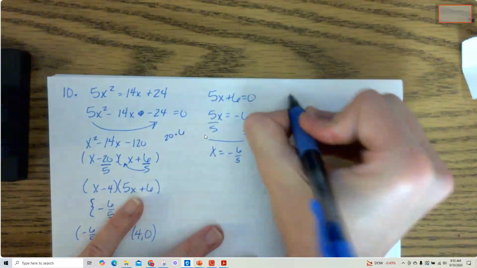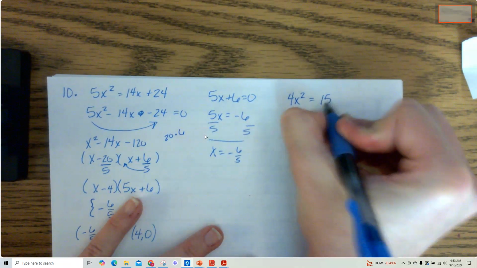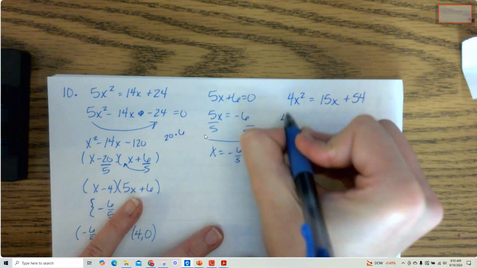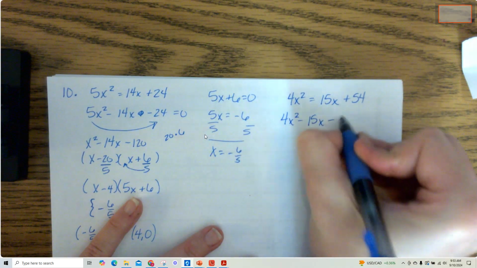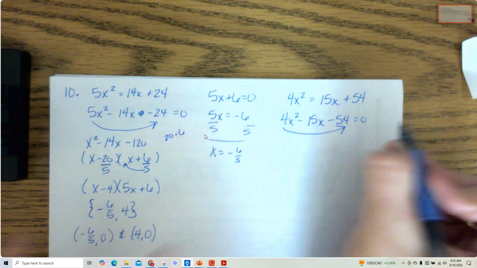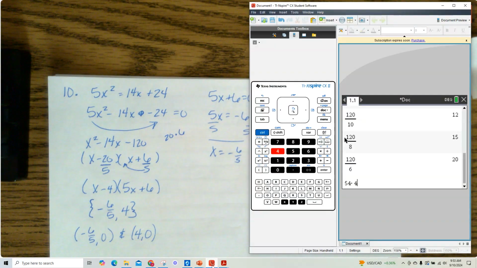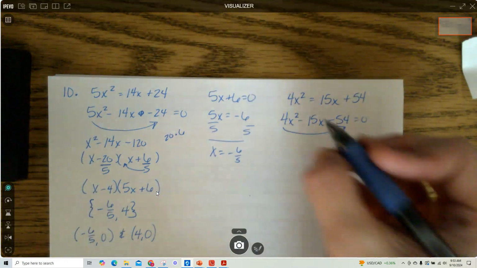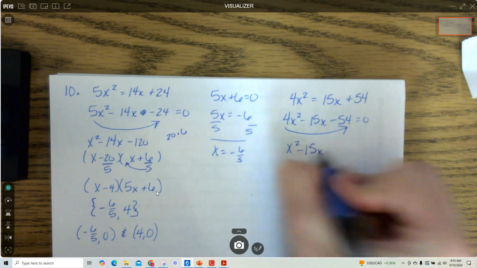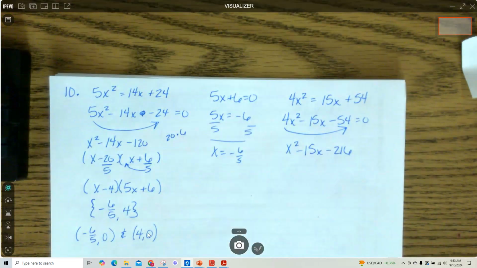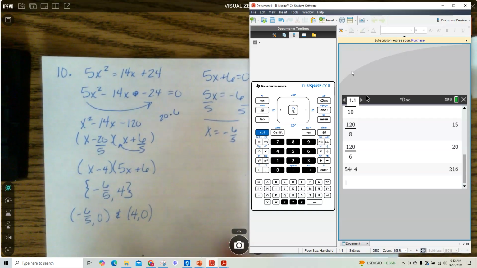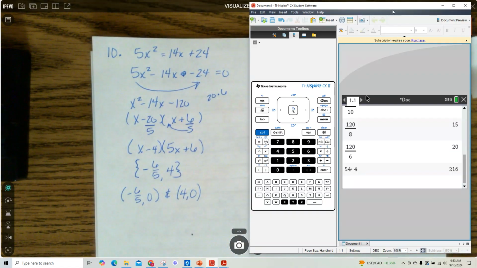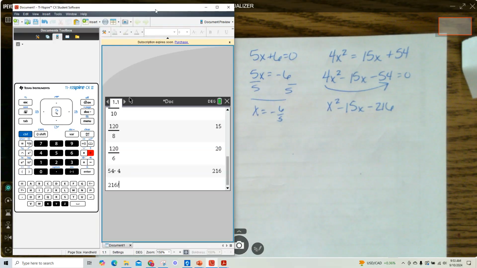Do we have a different one? I have 4x squared equals 15x plus 54. Yes. Okay, so we would have 4x squared minus 15x minus 54. So we want to slip the 4. So we get 216. So x squared minus 15x minus 216. So now we need factors. We need factors that are going to make a 15. So 216, it's not going to be 2. 4 is not going to work.